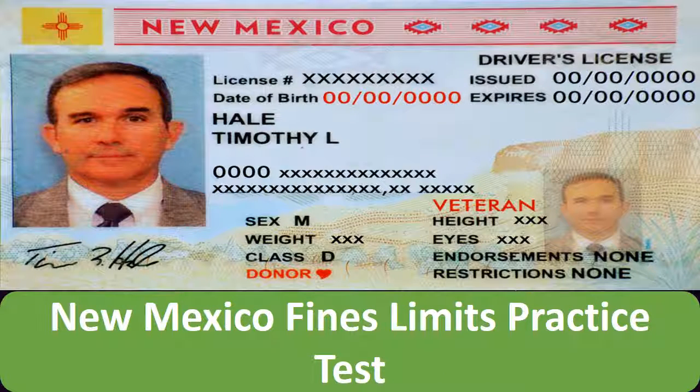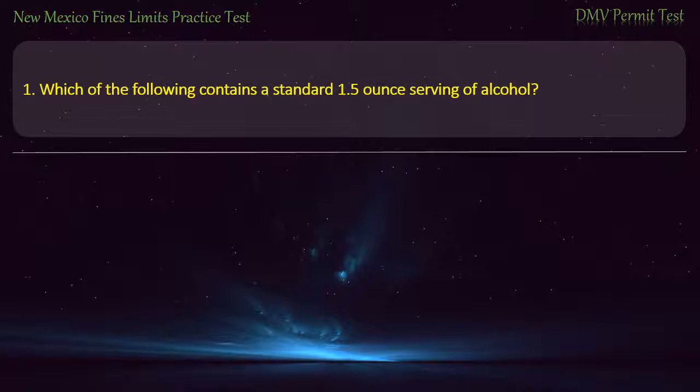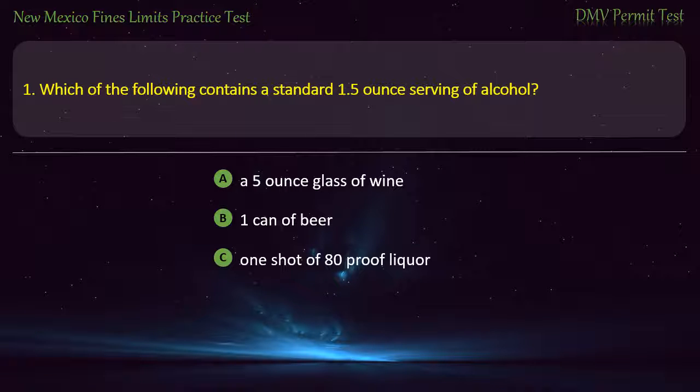New Mexico fines limits practice test. Question 1. Which of the following contains a standard 1.5-ounce serving of alcohol? A 5-ounce glass of wine. 1 can of beer. 1 shot of 80 proof liquor. All of these answers are correct. Answer. All of these answers are correct.